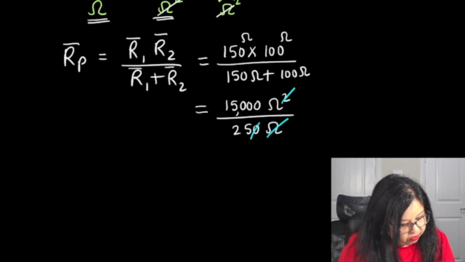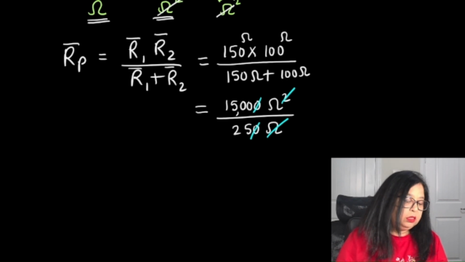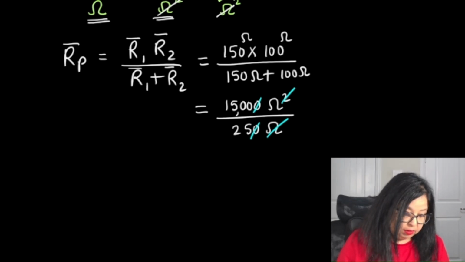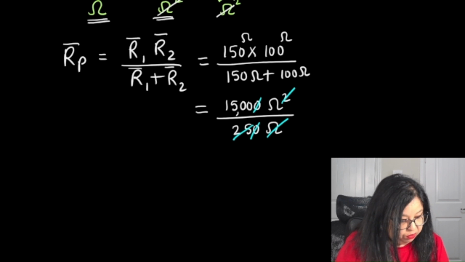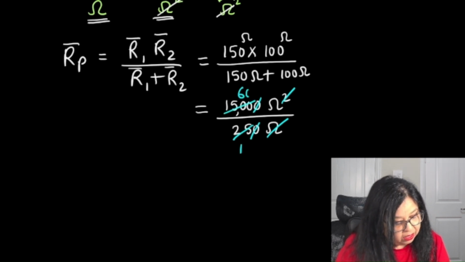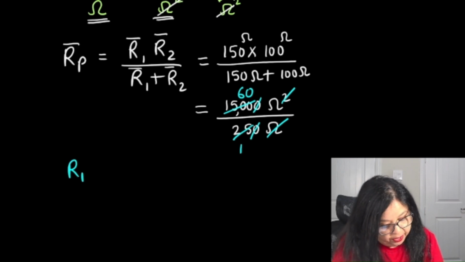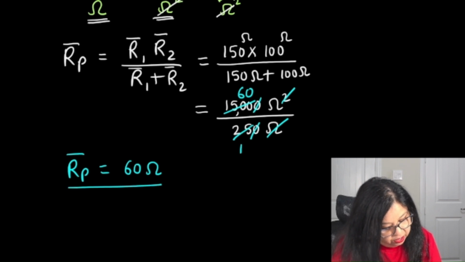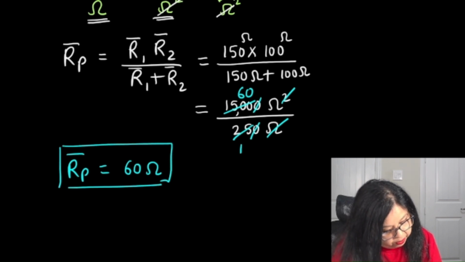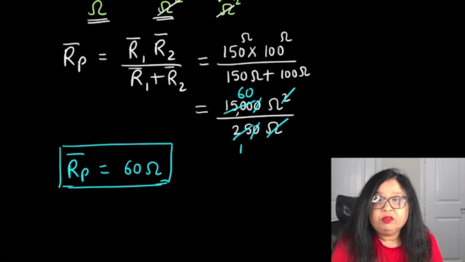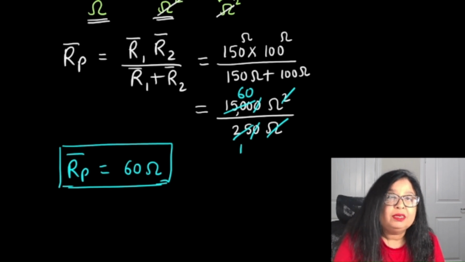This 0 cancels out one of the zeros at the top. And now 25 times 6 is 150. So 25 times 60 should be 1500. So the answer for RP bar is 60 ohms. So when you add the resistance in parallel, the equivalent resistance decreases. When we added them in series, the equivalent resistance was 250.